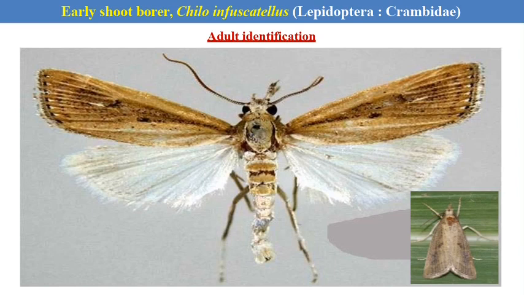This is the first, the borer of the sugarcane crop. Name is early shoot borer, Chilo infuscatellus. It is a lepidopteran pest. It means that it has 4 different life stages: egg, larva, pupa, and adult. The name itself indicates early shoot borer. It means that this pest attacks in the early stage of crop growth.